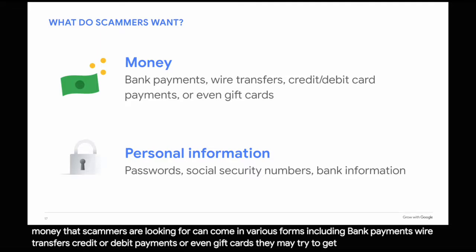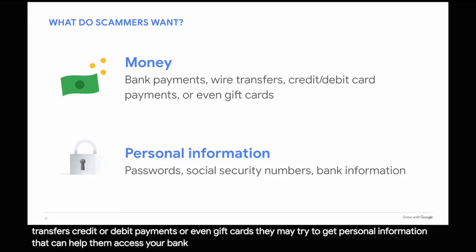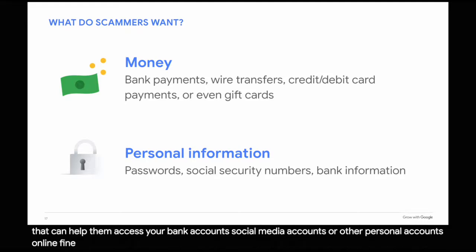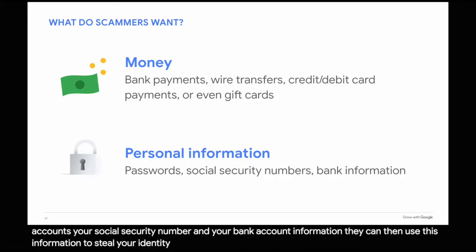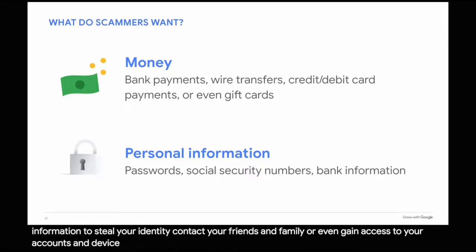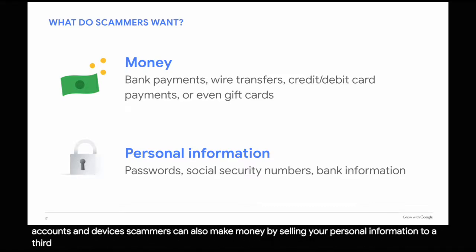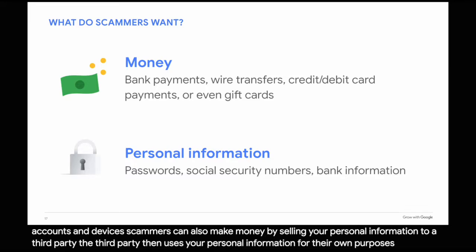They may try to get personal information that can help them access your bank accounts, social media accounts, or other personal accounts online. This information includes usernames and passwords for websites and social media accounts, your social security number, and your bank account information. They can then use this information to steal your identity, contact your friends and family, or even gain access to your accounts and devices. Scammers can also make money by selling your personal information to a third party. The third party then uses your personal information for their own purposes.